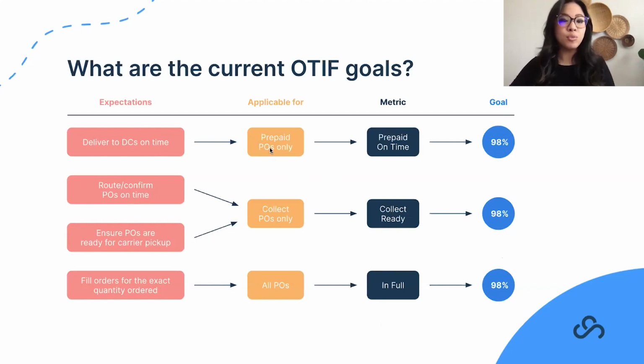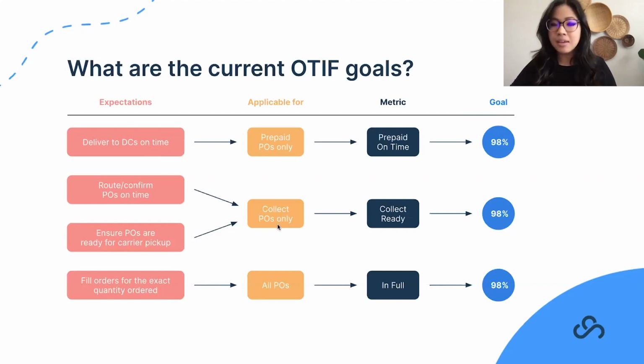So the first one is if you are a prepaid supplier, the expectation is that you are to deliver your product to Walmart's DCs on time. And Walmart measures this using what they call the prepaid on time score. And again, that goal is 98%. So if Walmart says, hey, I've ordered 100 cases from you, and the expectation is that you're going to get it here by next Wednesday, then you need to make sure that at least 98 out of those 100 cases that Walmart ordered get to their DCs by next Wednesday.